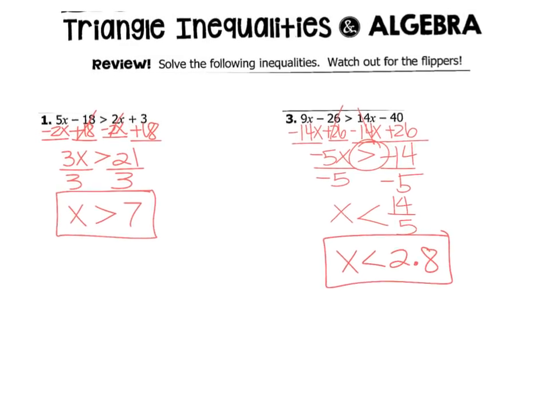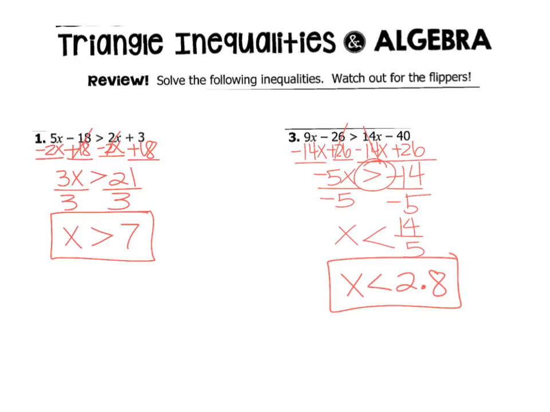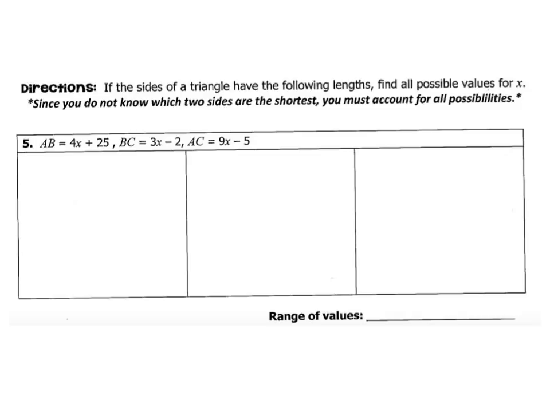Alright, so little algebra review. We got to remember how to solve inequalities, and always remember that if we multiply or divide by a negative number, we have to switch the sign. All right, now number 5, we're just going to do one example of these because they kind of take a while. So please watch closely, and if you have any questions, pause your video, rewatch something, or call me over so I can help you.